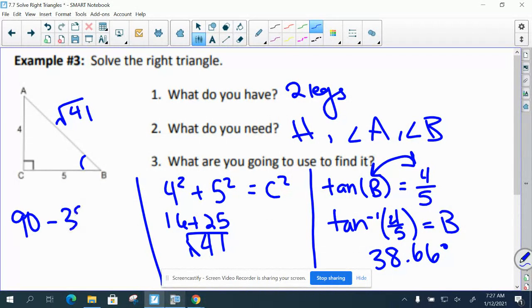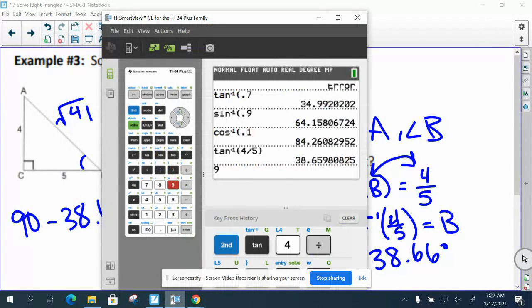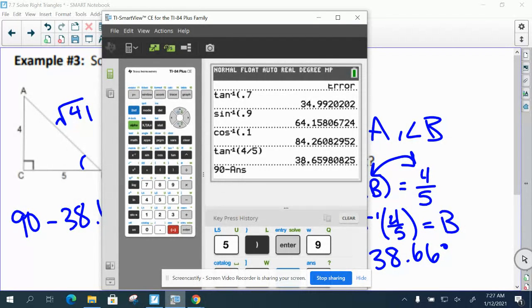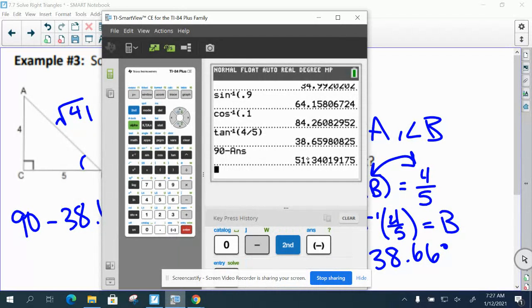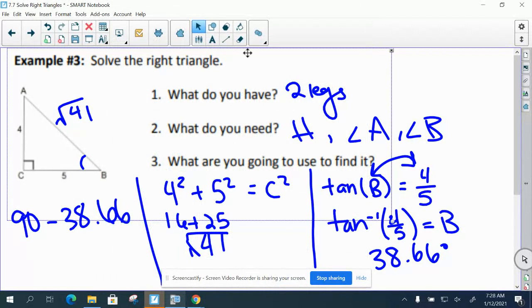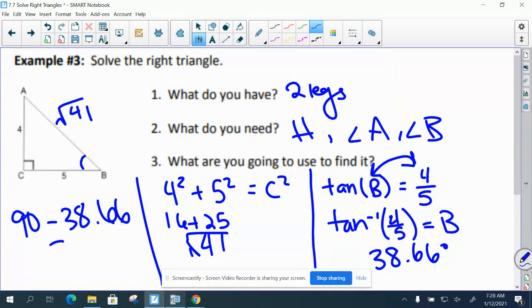Now, to get angle A, all we need to do is subtract 38.66 from 90. So 90 minus 38.66, which, a little calculator trick if you weren't aware, is you could do 90 minus, and then there's an answer button on your calculator, which is the negative sign. So you would click second negative, and that just plugs in the previous answer in your calculator. So that'd be 51.34, or you could just do it in your head, for angle A. And then that's the measure of angle B.